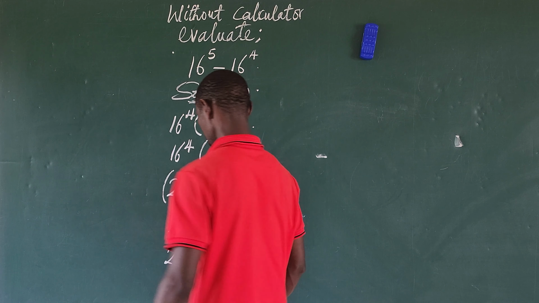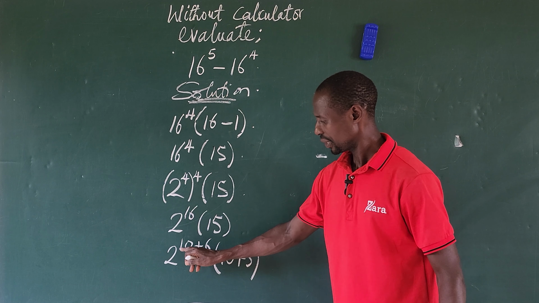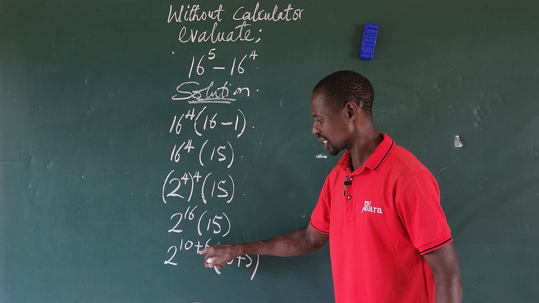Okay, now let's look at this. Here, at the exponent, we're having this summation.